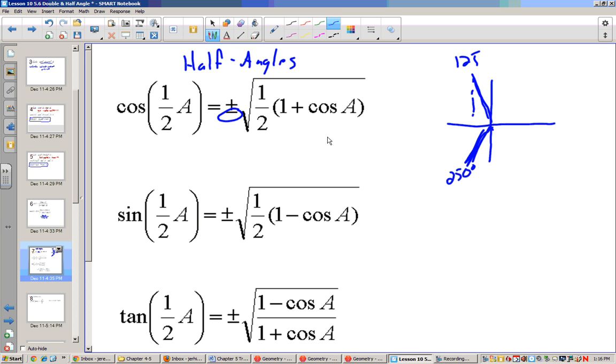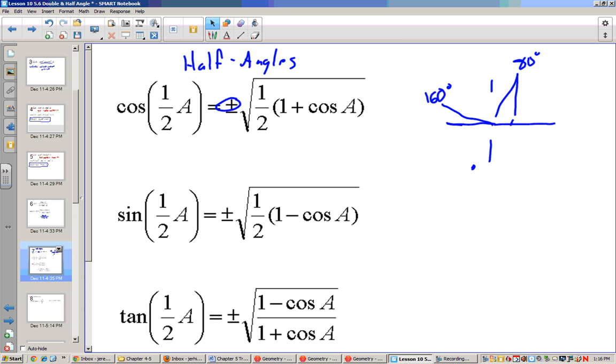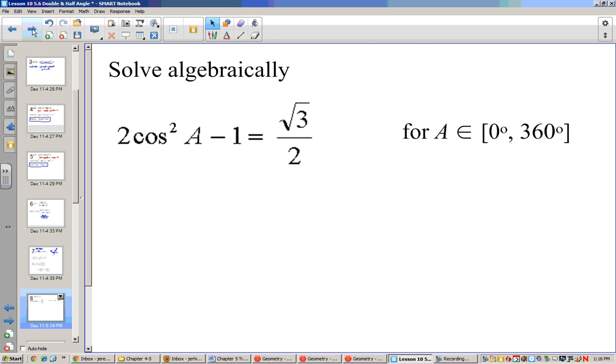If I take the half of the angle and the cosine would be positive, say if I had an angle like this, say this is 160, and if I took half of it, it would be 80. So then I would just use the positive portion of that. And similarly with these other two. And I'll explain that better as we move on to problems with it.